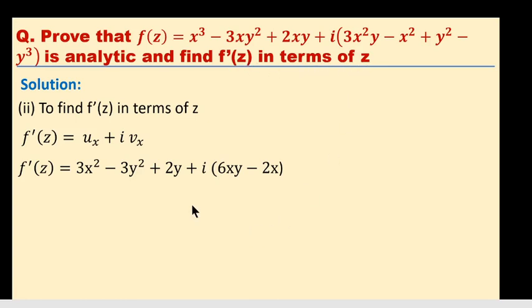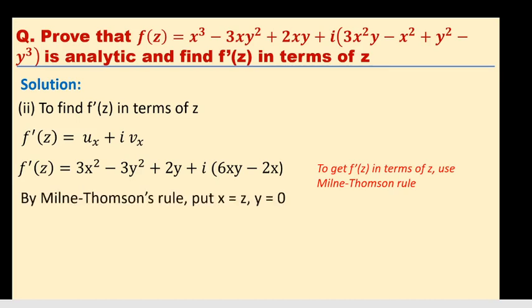Now how to do this? For this we will be using a rule which is called as Milne-Thomson rule. Milne-Thomson rule says if you have an analytic complex function which is in terms of x and y, you want to get it in terms of z, all you have to do is put x equal to z and y equal to 0. So let's do that over here.